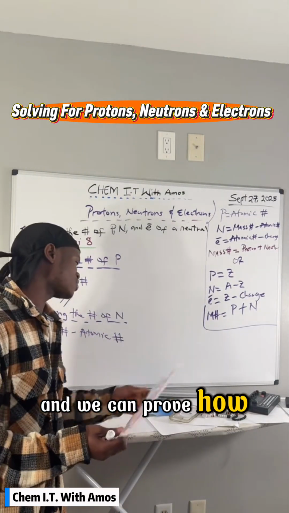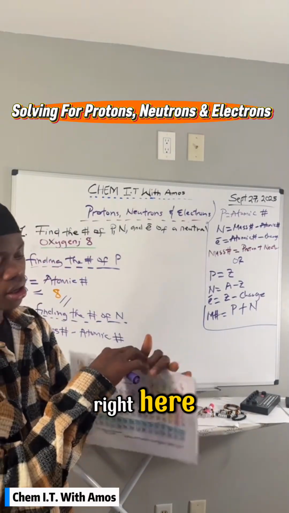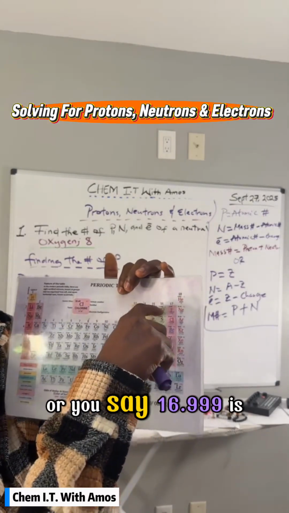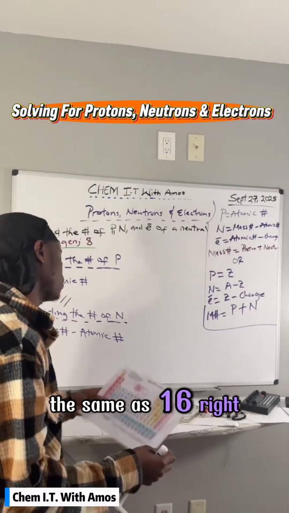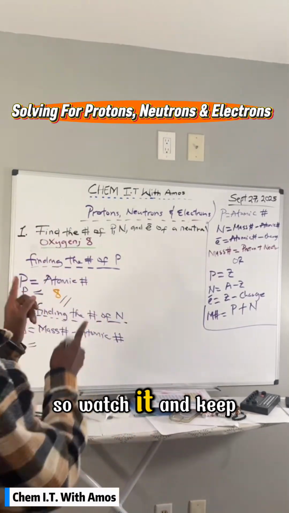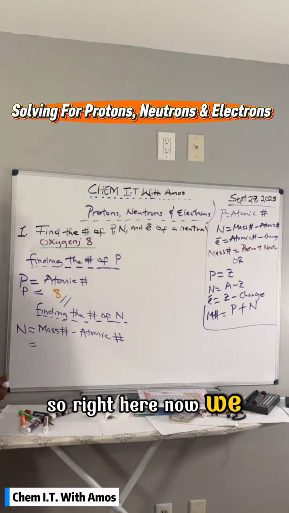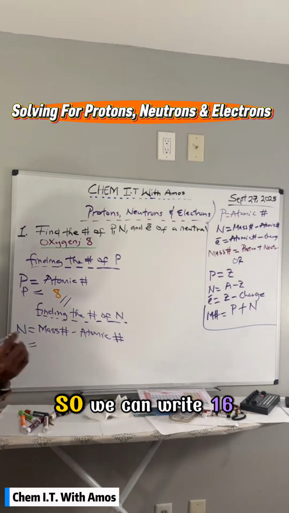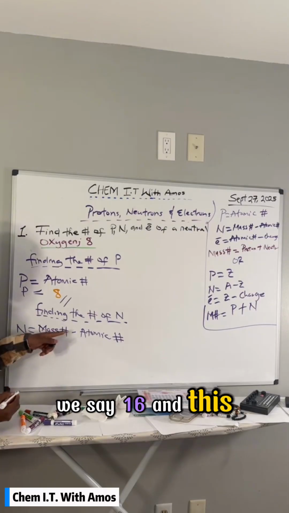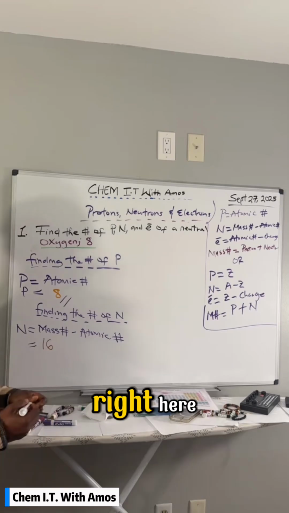And we can prove how 16 came about, because look right here, it tells us that the mass number of oxygen here is 16, or it says 15.999. It is seen as 16 right there, right? But we can prove how that 16 actually came about. So watch it and keep going as we solve along the way. So right here now we say the mass number of oxygen is 16. So we can write 16 right here. We say 16, and this says what this says right here.